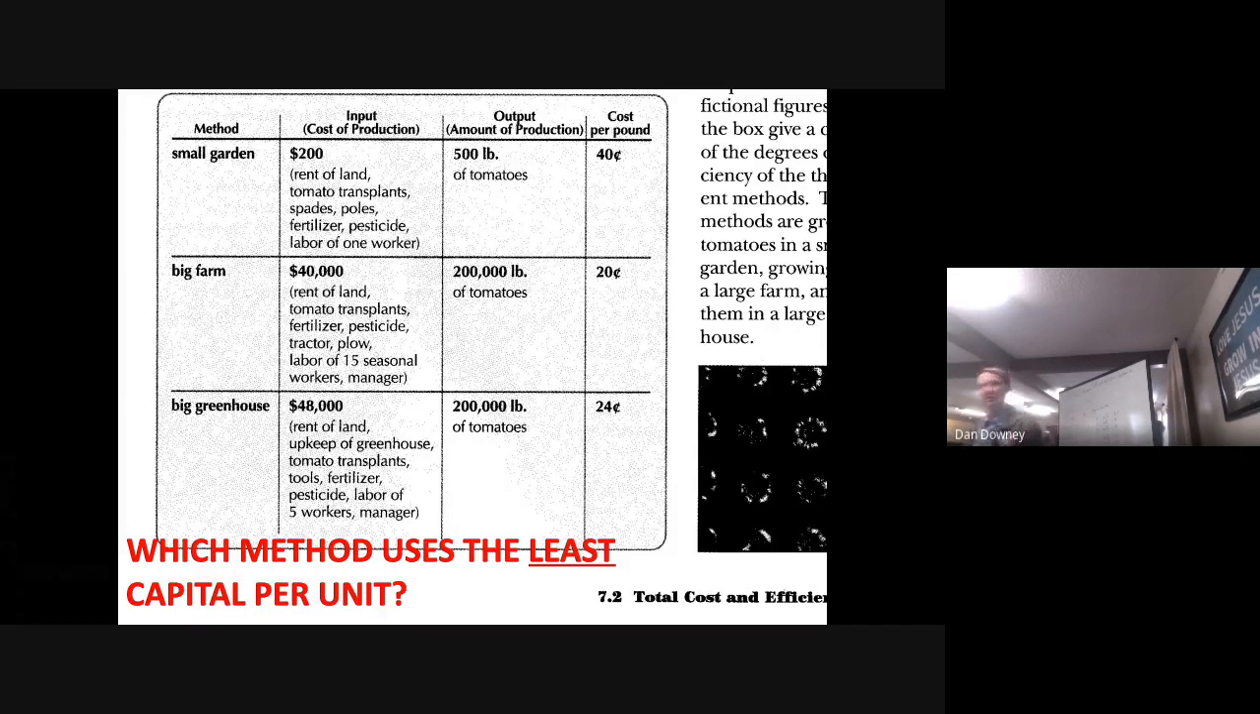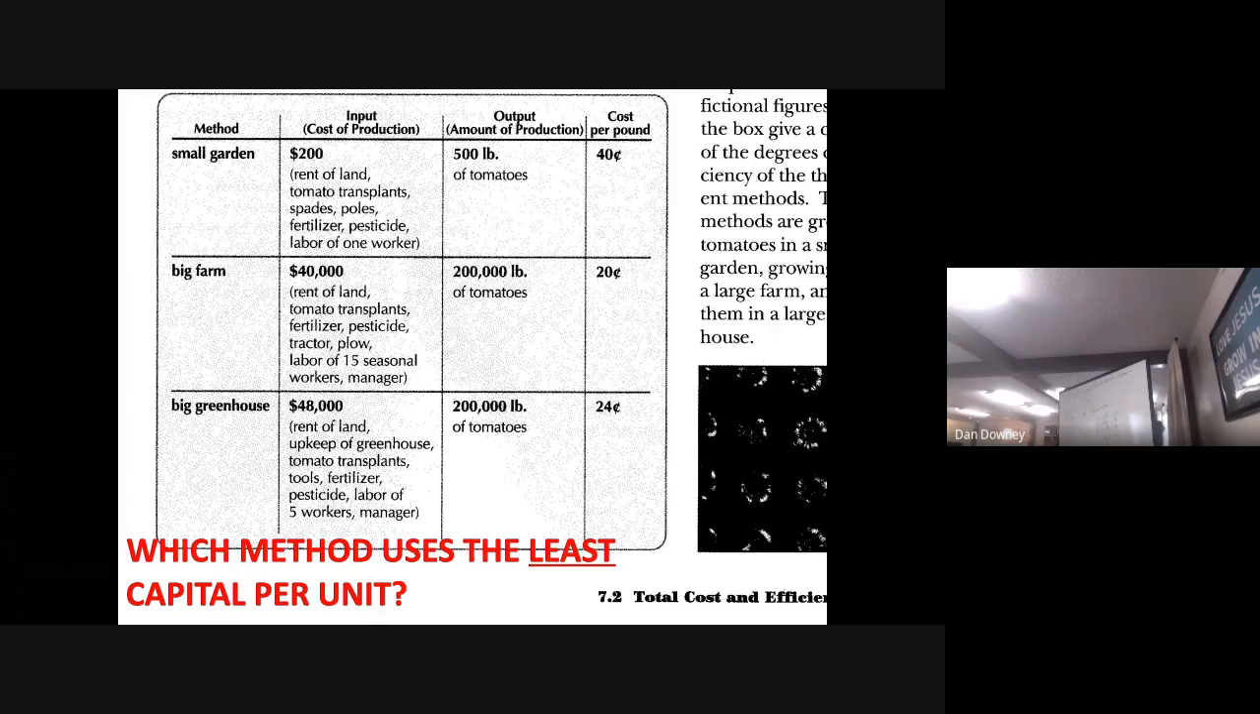But you want to look at per pound, or, you know, the average weight, the average cost, the average revenue, the margin, those kinds of things. And on this illustration, which uses the least capital unit, all you were looking at is it's already been averaged there. So understand, how do they get to this average? They're averaging this into that. They use 48,000 divided by 200,000, 40,000 divided by 200,000, $200 divided by 500 pounds.